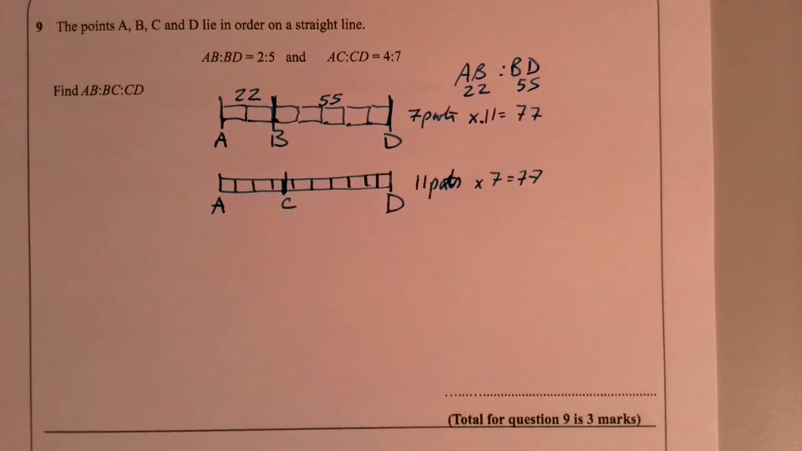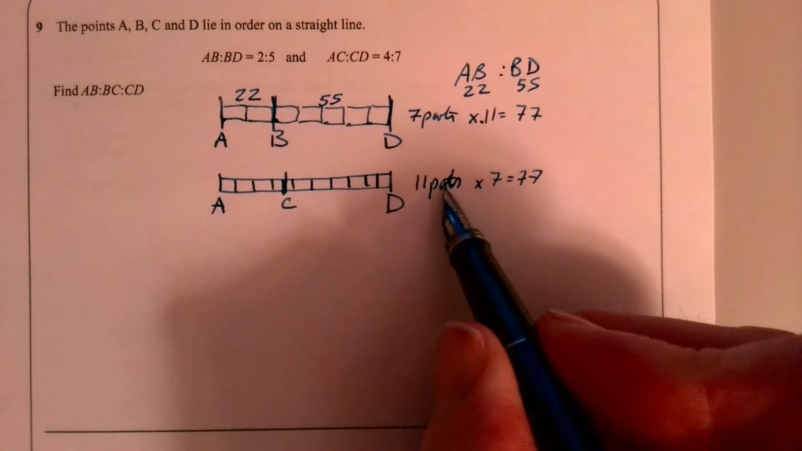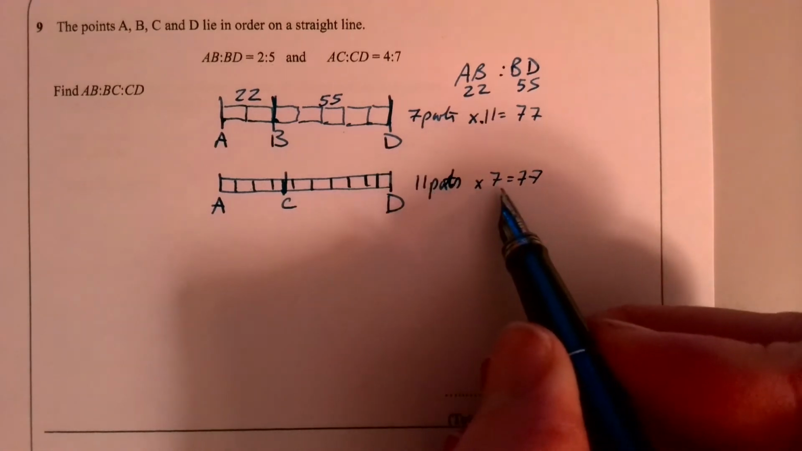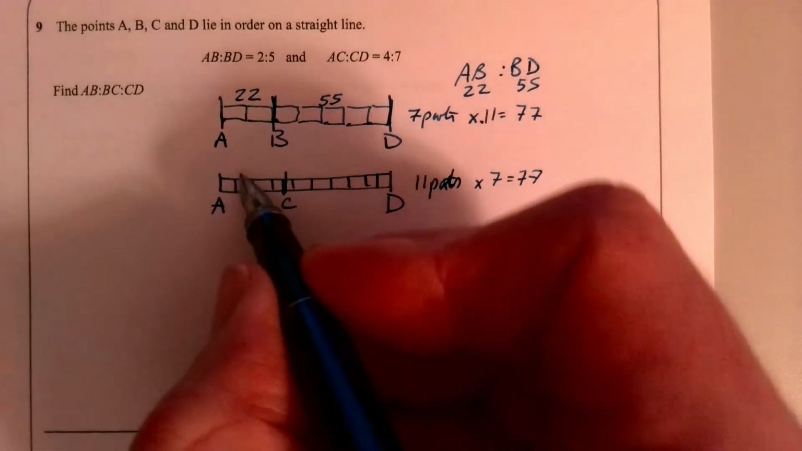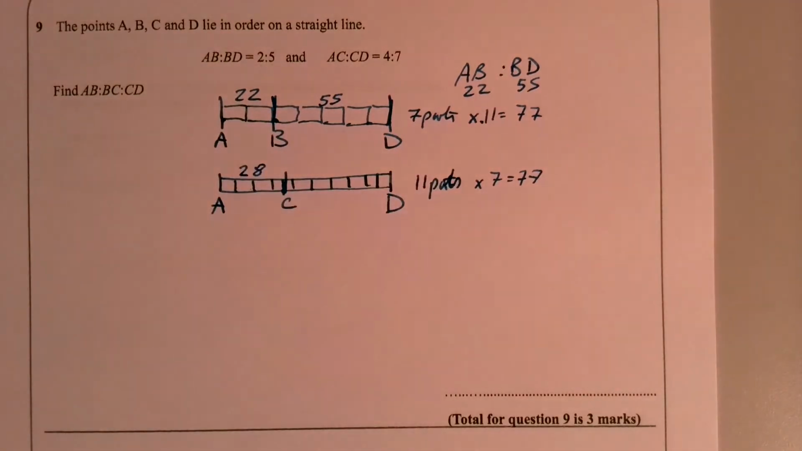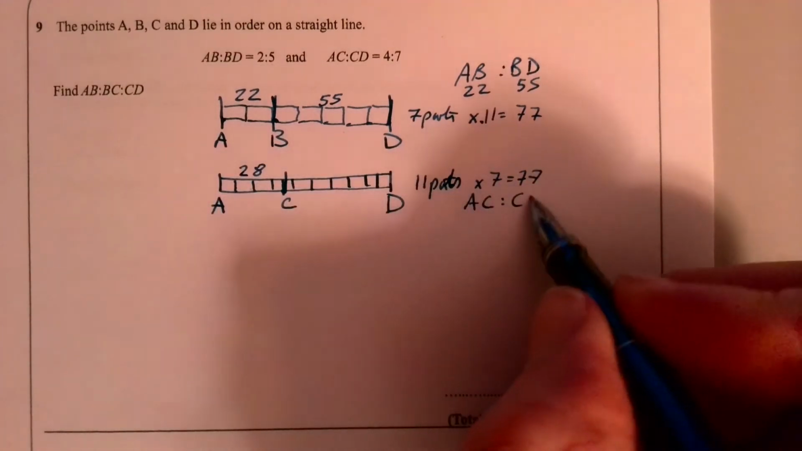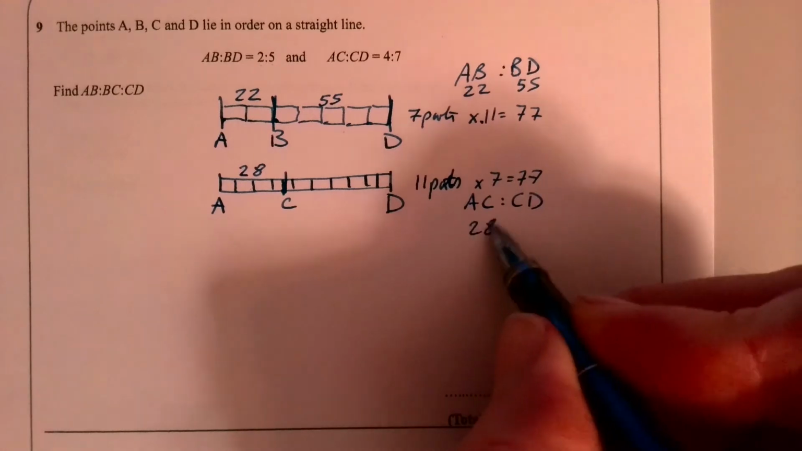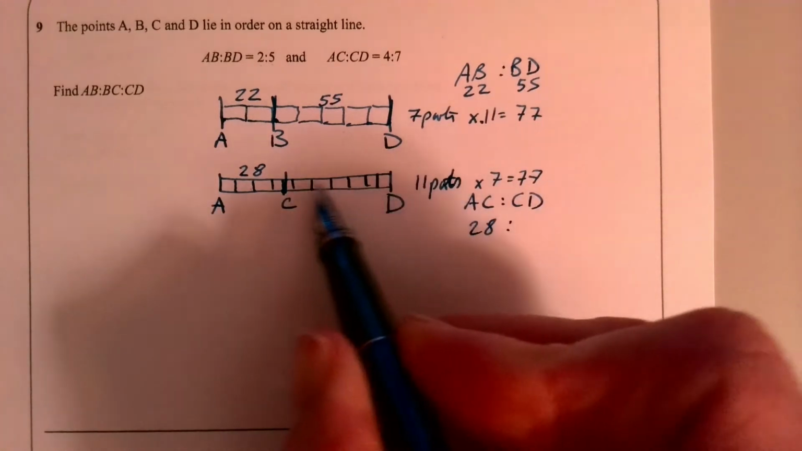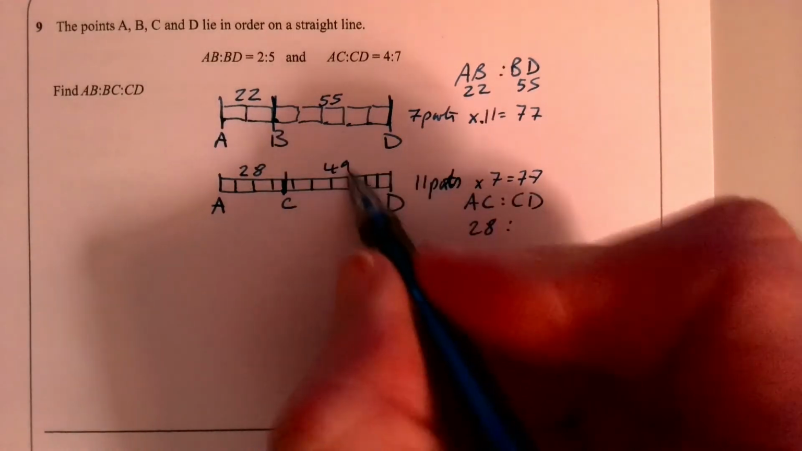At the same time, we can say we've got 4 parts here, but these parts are being times by 7 because it's only going from 11 up to 77. So 4 sevens are 28 for A to C. So A to C and C to D, that's 28 to, what have we got here? We've got 7, so 7 sevens are 49.